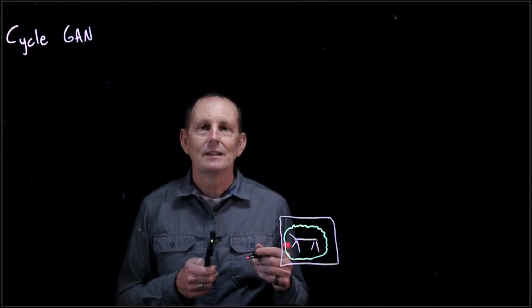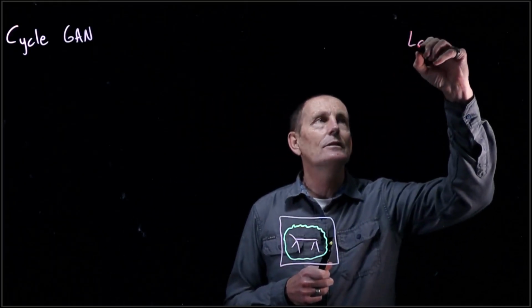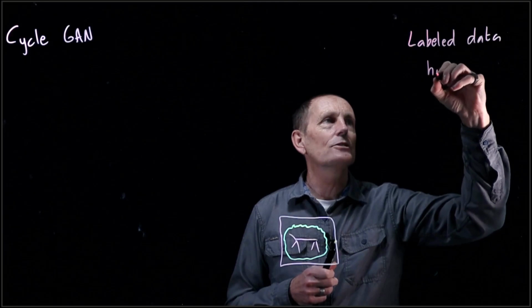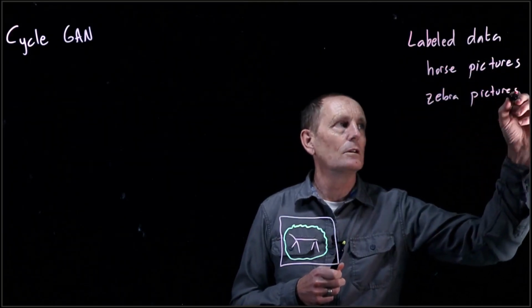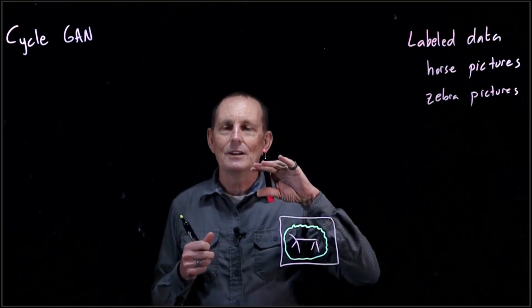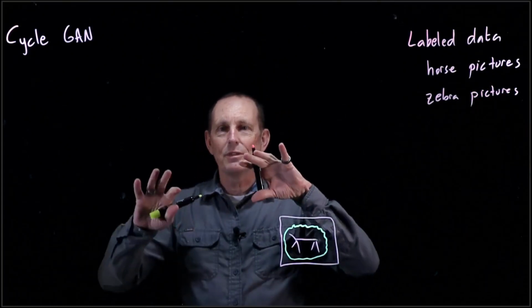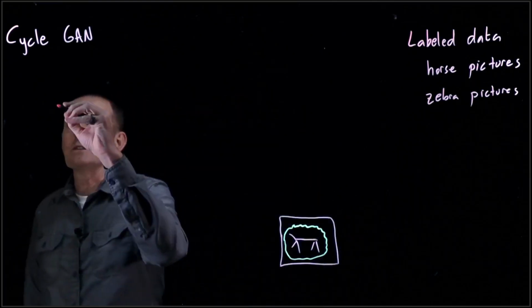The label data, in fact, that we'll have is horse pictures and zebra pictures. But the horses and zebras are going to be different. We're not going to have the two animals, a horse and a zebra, both in the same configuration, facing the same way, and everything else. So how's this going to work?